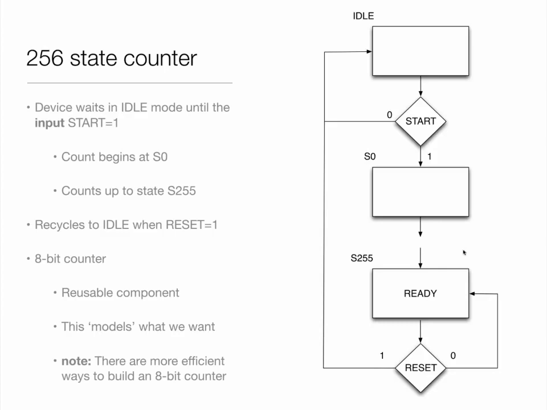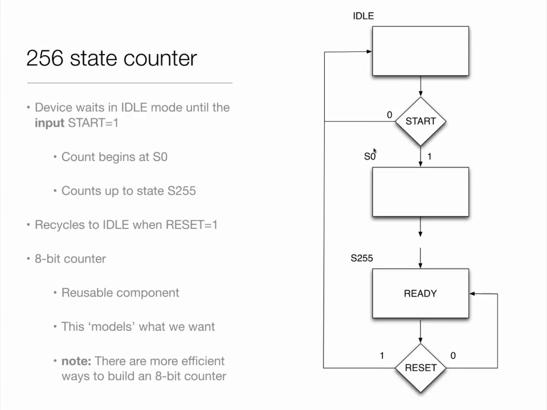When we get to the last state, if the reset signal is low, we stay there and wait. And if the reset signal is high, we go back to idle and wait for another start bit. So something is providing the start to get it going, and something is providing this synchronous reset input to put it back into the idle state. Okay?